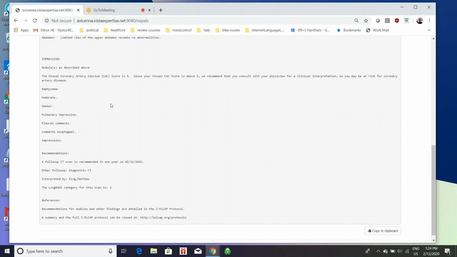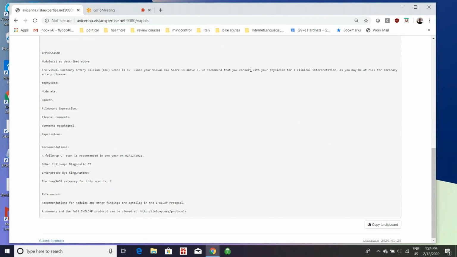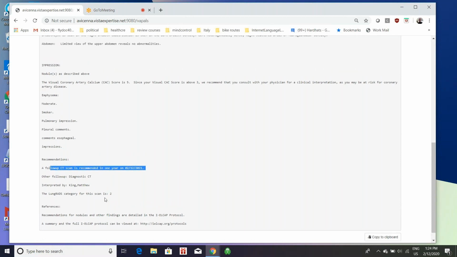It brings in the coronary calcification score and gives you a little blurb about that because it's high. And then you got your moderate emphysema and things like that. Now, I think that George on some systems has made this a little more compact, but everything's coming in the way it's supposed to be coming in. And your follow-up is here, and that's what it looks like.